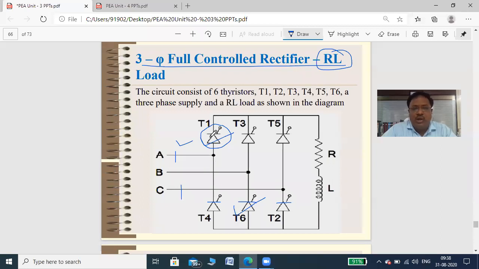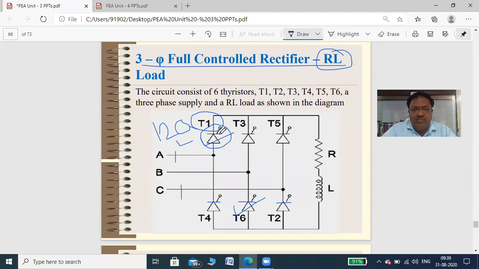So if C is more negative, then T1 and T2 turn on, right? Again for 60 degrees. Now the total on time of T1 is 60 plus 60, because T1 is on for 60 degrees with T6 and T1 is on for 60 degrees with T2. So the total on period of T1 is 120 degrees, right?